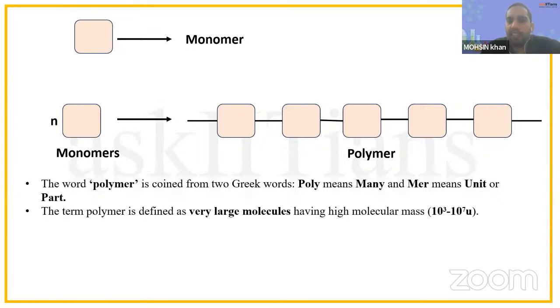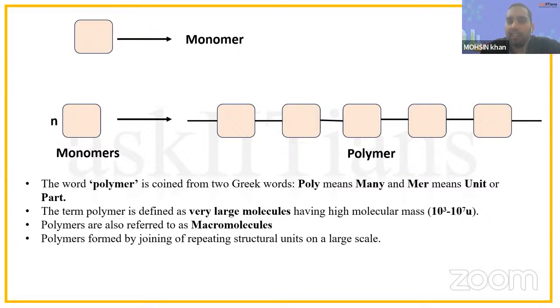The term polymer is defined as a very large molecule having molecular mass 10 to the power 3 to 10 to the power 7. Basically, when we combine small units with a lesser mass, they give you a very large molecule, which consists of 10 to the power 3 to 10 to the power 7 atomic mass units. Polymers are also termed as macromolecules. There are micromolecules, which are less in size and mass, and macromolecules, which are bigger, very large molecules.